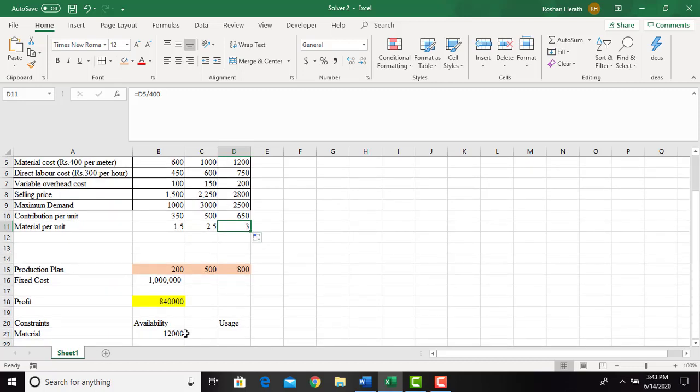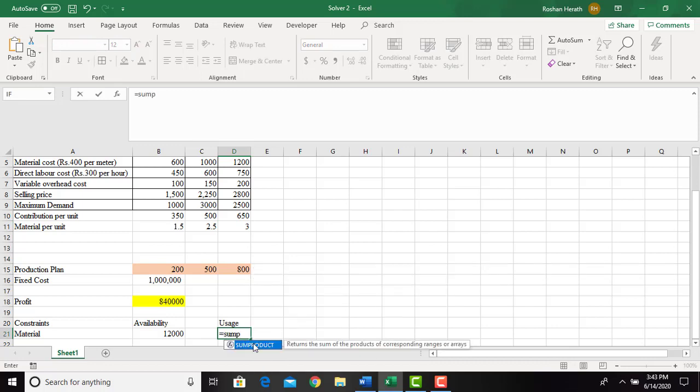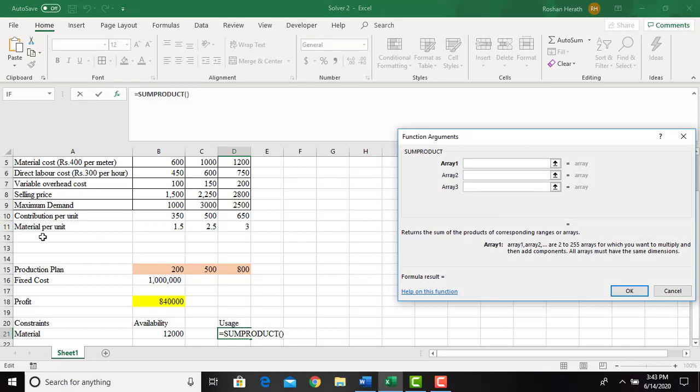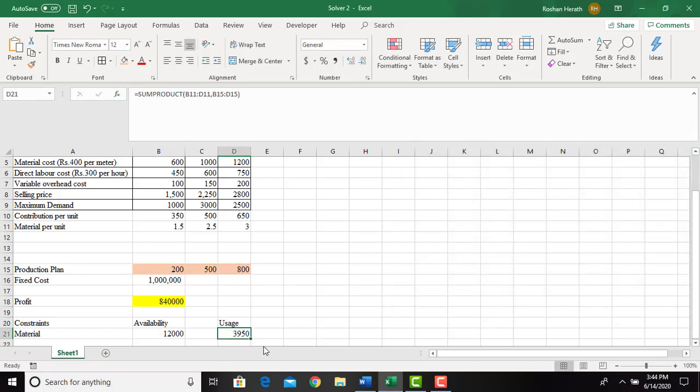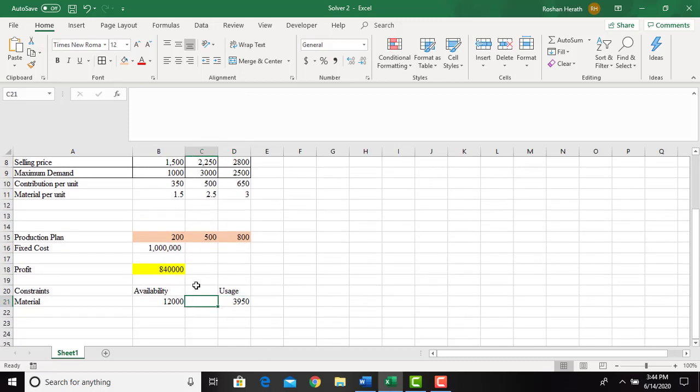So then what you can do, you can take the usage, apply the sum product. You take the materials requirement per unit multiplied by the production plan. And this is it. At the moment, this is what you are using. So if you are to get this constraint, the material usage must be less than or equal to the availability. So the availability is the largest figure. It is greater than, no? So the usage must be lower than or equal to the availability. Therefore the availability is the greatest thing.